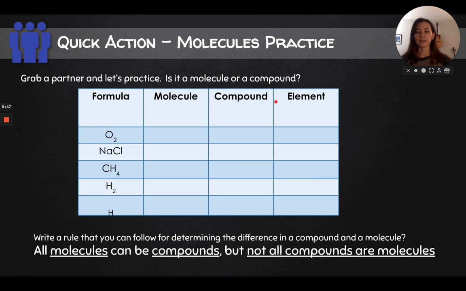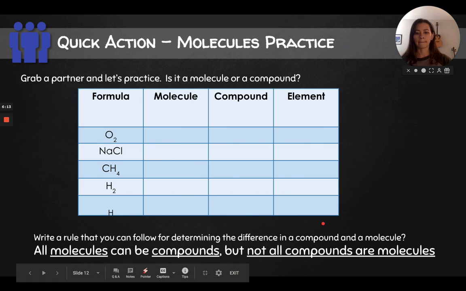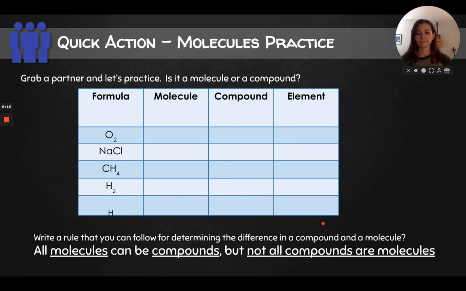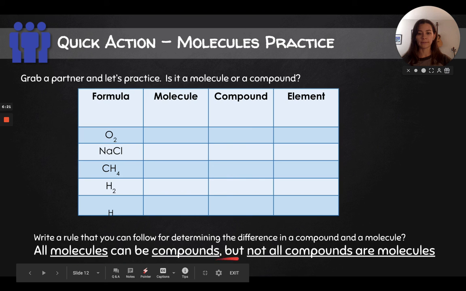We're going to do another quick practice. You're not going to grab a partner. Your partner is yourself. And you are going to check the box for whether it's a molecule, compound, or an element. And it might be one, it might be two of these things. It will not be all three of them. So remember, compounds are all molecules, but elements can also sometimes be molecules. You can see the rule down there.